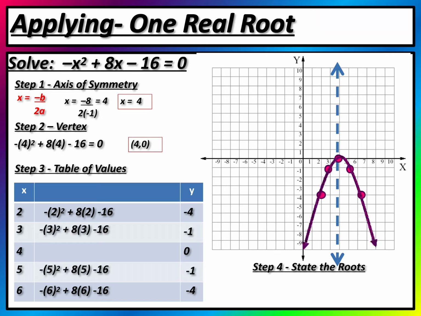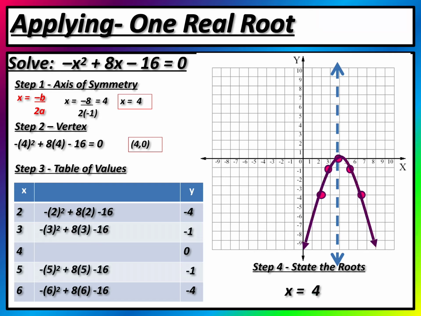And I'm going to state my roots, or in this case, it's 1 real root. So if you hypothesized correctly, 1 real root happens when the graph only crosses the x-axis once. And the only way for that to happen is if the vertex is on the x-axis. It doesn't necessarily have to open down. Okay, it could open up, but the vertex has to be the only point that touches. So the 0, the root here, is x equals 4.